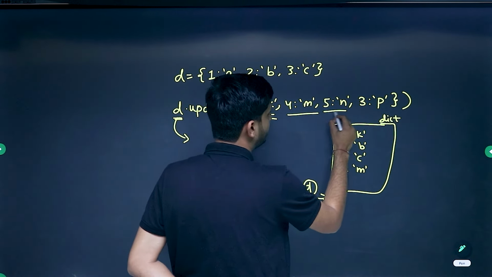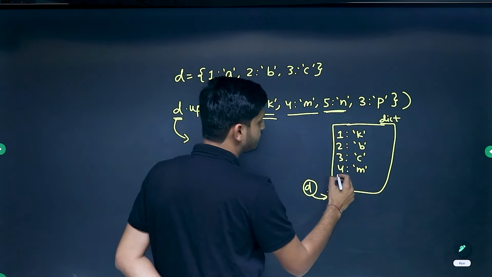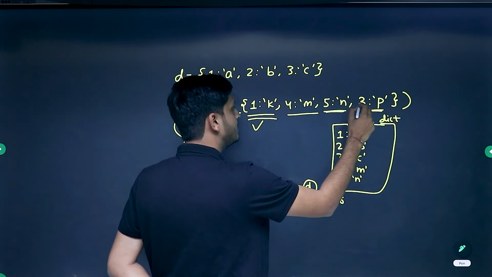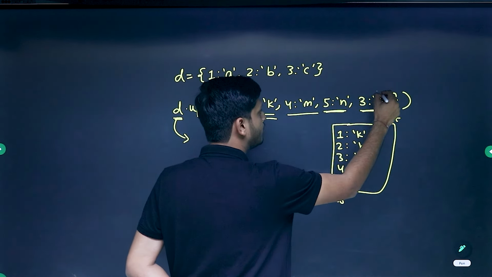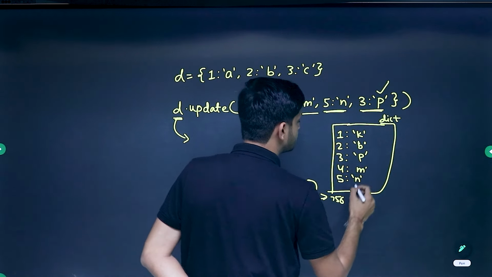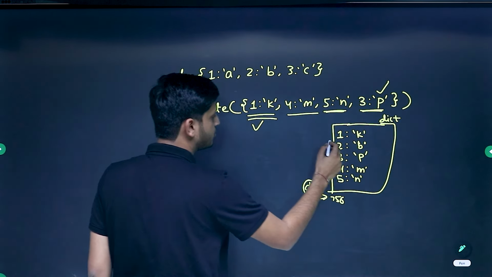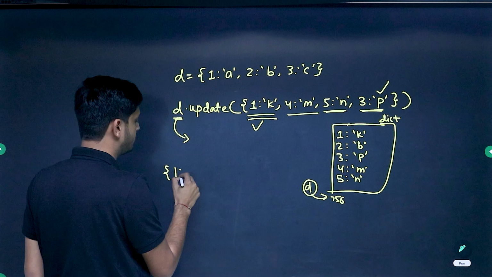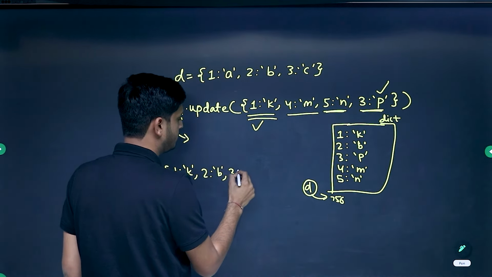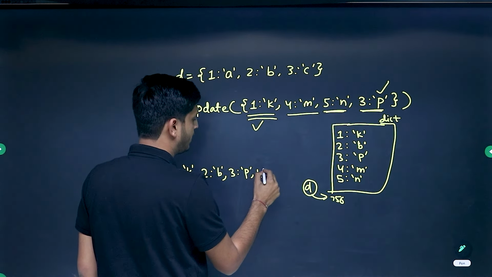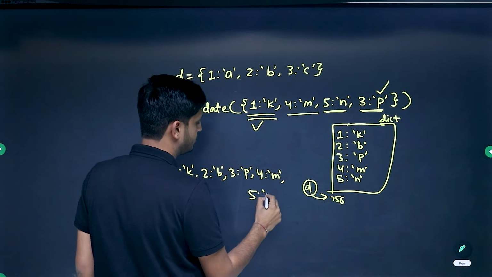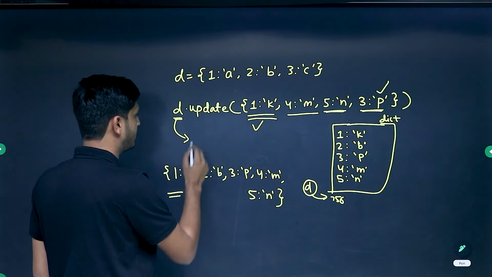Now if you're adding 5N, 5 as a key is not present in this dictionary, so 5 will be added as the key and the value will be N. And now we have 3P. 3 as a key is already present, so just its value will be updated to P. So now the value of 3 will be P. Now this is the dictionary in this order. If you print the dictionary, the answer will be 1K, 2B, 3P, 4M and 5N. This will be the output if you print it after the update.